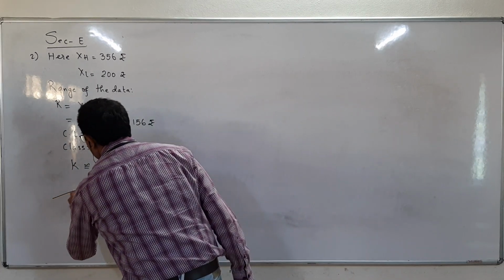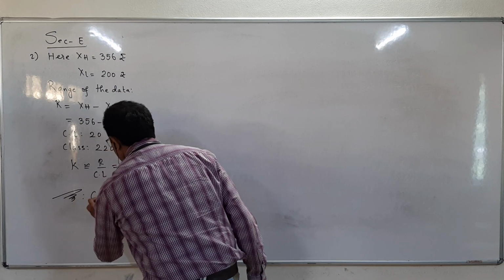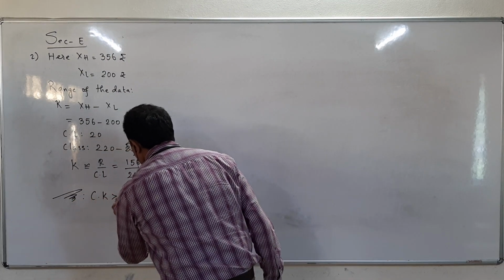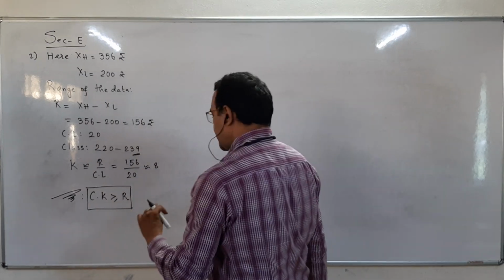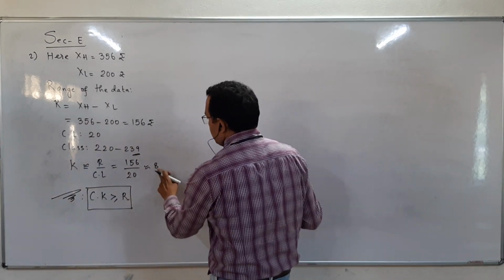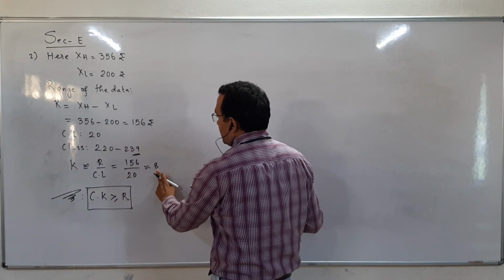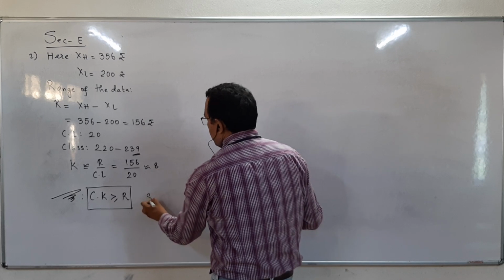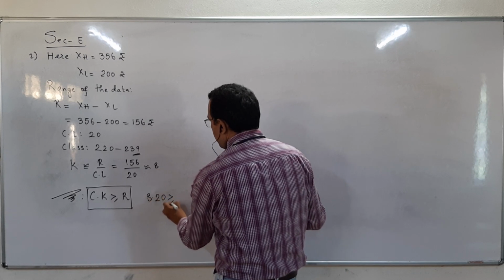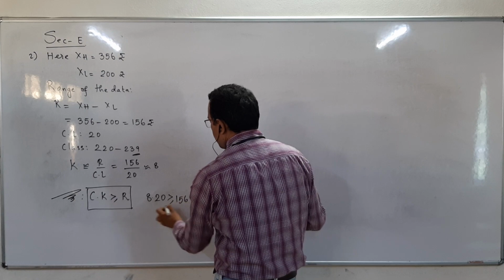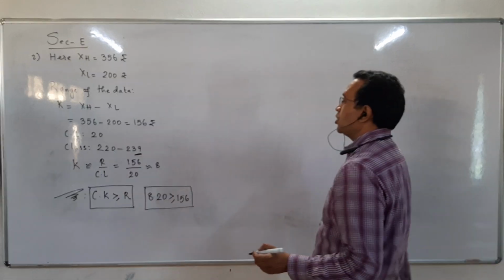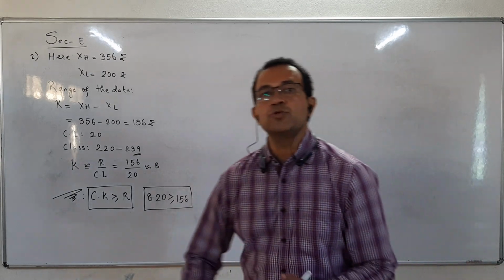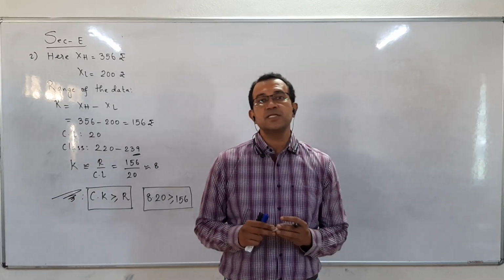And this result must always be satisfied: C into K greater than or equal to R. So if I take 8 classes and class length is 20, then 8 into 20 is greater than or equal to 156, correct? 8 into 20 is 160. So how many classes do we need to make here? The answer is 8.